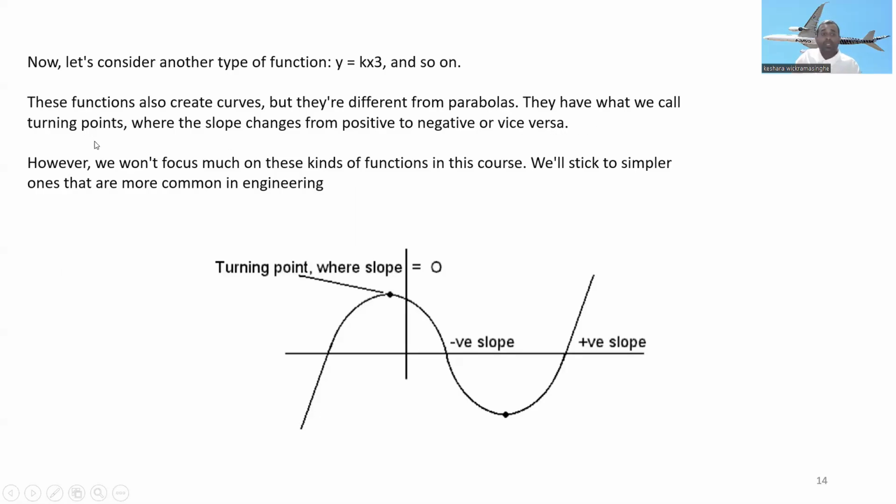They have what we call turning points. You can see here is a turning point and here is a turning point, where the slope changes from positive to negative or vice versa. Here we have a negative slope, and here is a positive slope.